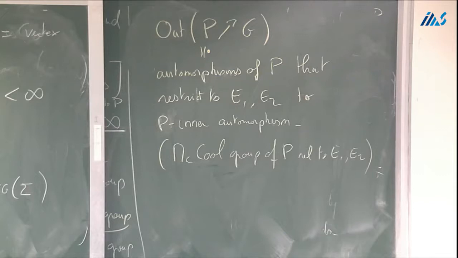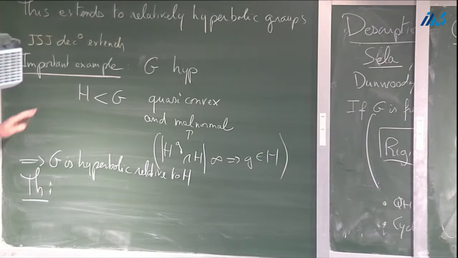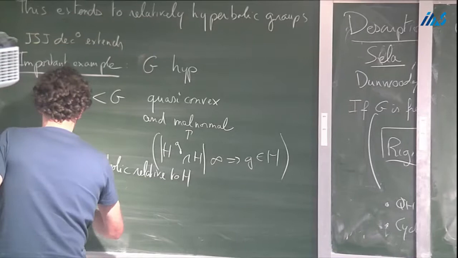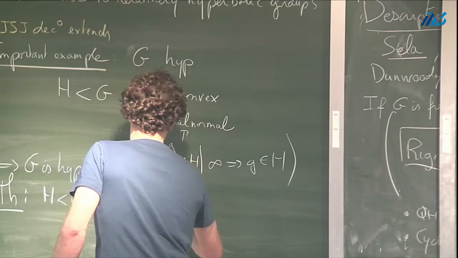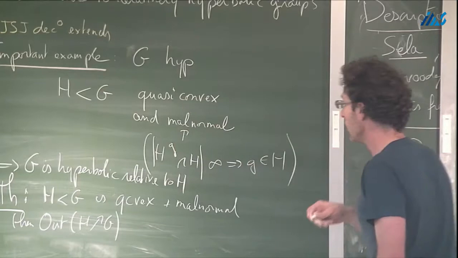It's more general than that. If H, or maybe, yeah, you're right. Okay, I'll say something. But I'm still claiming that it's true. So assume this hypothesis: if H in G is quasi-convex and malnormal, then the group of automorphisms that extend is more or less equal, I mean up to finite index, to a Macul group.